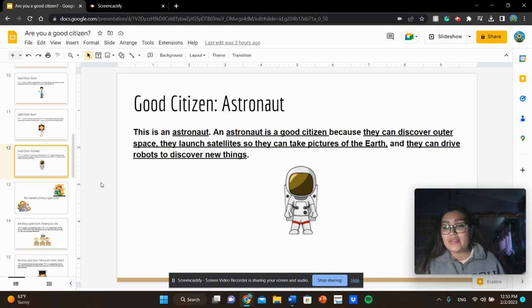Astronauts are the ones that can give us that kind of information, and it's really cool because we get to see the planets, we get to see galaxies, and we get to see asteroids and all cool things outside in outer space.